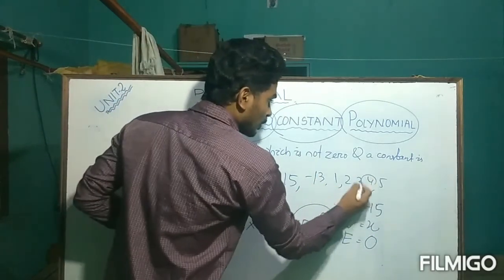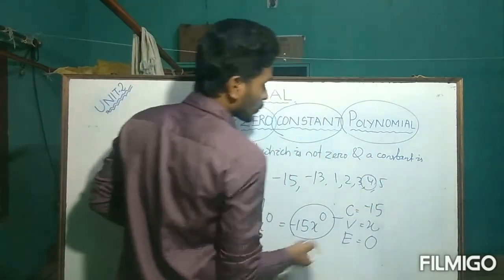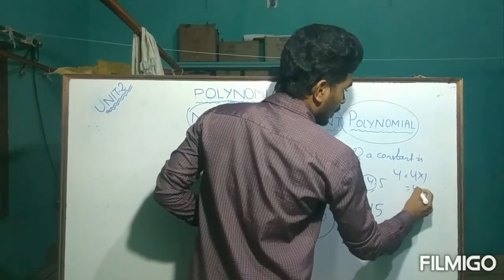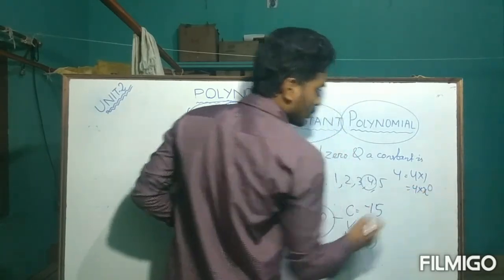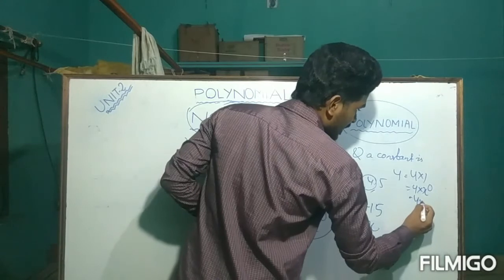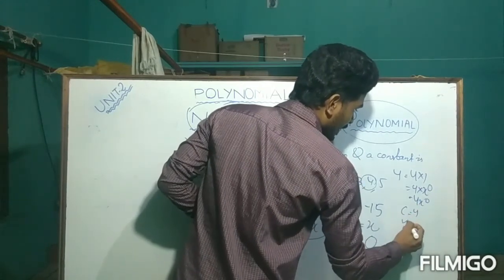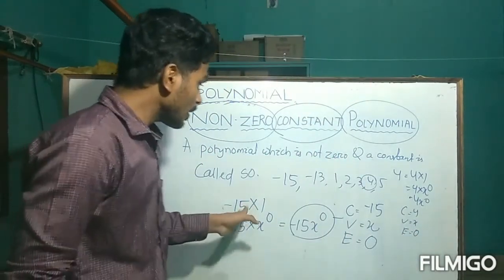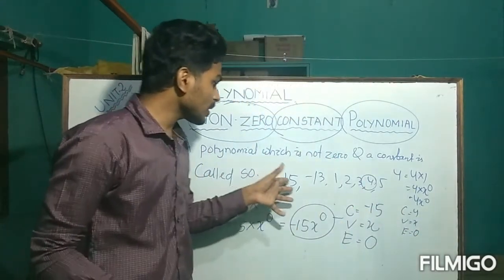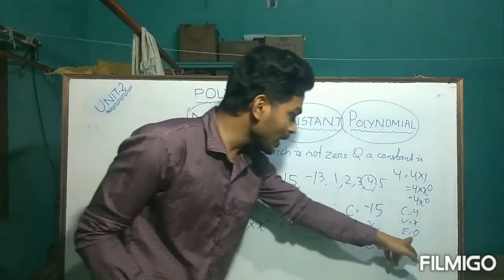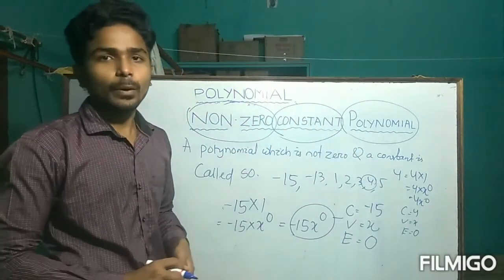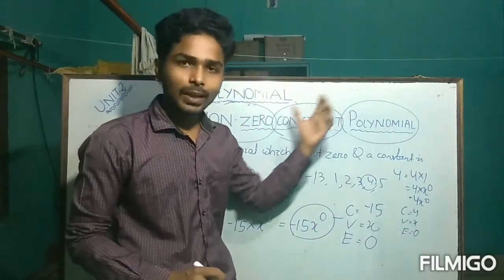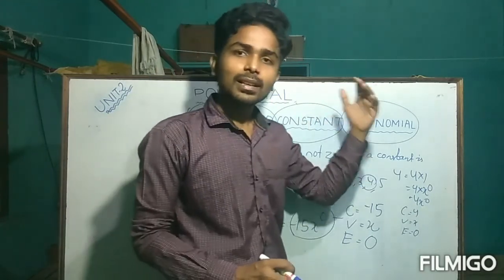Again, let us take the example of 4. We can write 4 as 4 into 1, or in place of 1 we can write x to the power 0, so 4x to the power 0. Here also the coefficient is 4, the variable is x, and the exponent is 0. So we see that in all the non-zero constant cases, the exponent is always 0. So for a non-zero constant polynomial, the exponent is always 0.